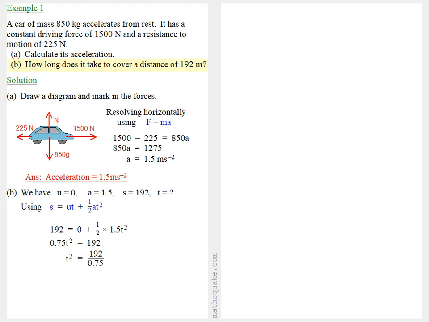Now if we divide both sides by 0.75, we get t squared is equal to 256. And then if we take the square root, we get t is equal to 16. So it takes 16 seconds to cover a distance of 192 meters.